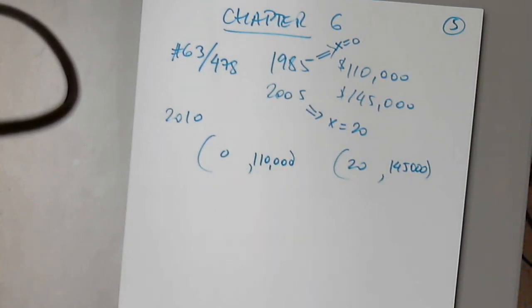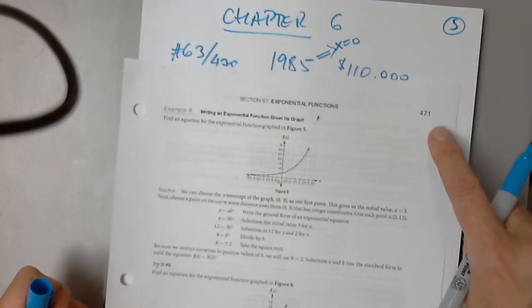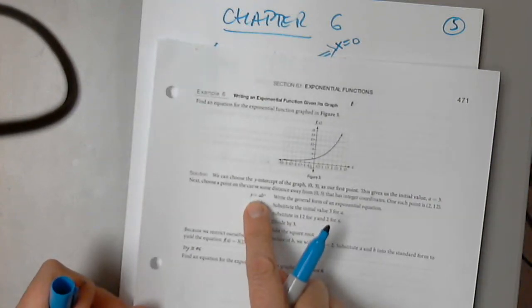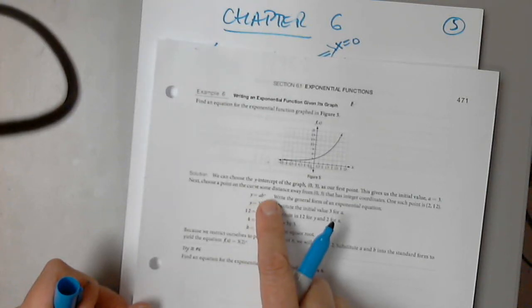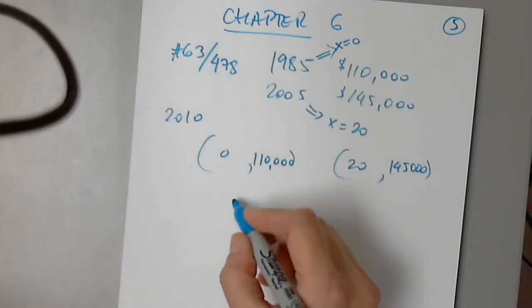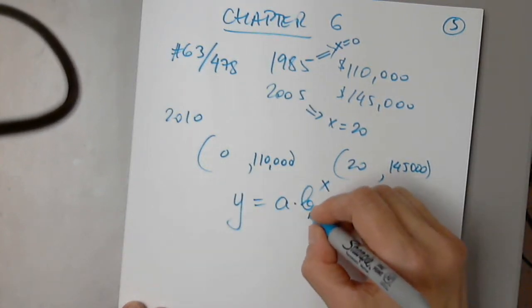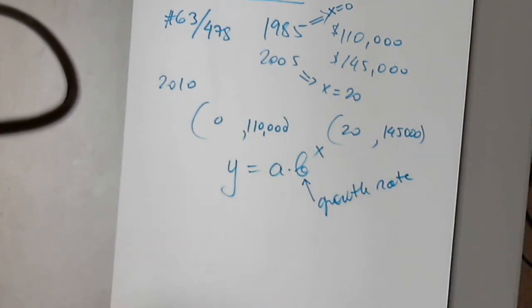So the formula that, in my opinion, should have been given to us is given on page 471 as y equals a, the original value, b raised to x. So y equals a times b raised to x, where b is the growth rate. You're not going to be asked to guess this. This will be given to you.